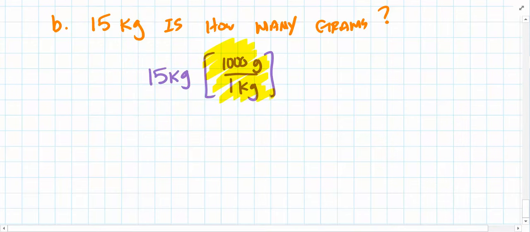Okay, good. So here we go. If I multiply these two, I would get 15 times 1,000, right? And I would see that kilograms would cancel out and I would be left with grams. So that would give me how much, you guys? 15,000 grams. That'd be good to go.